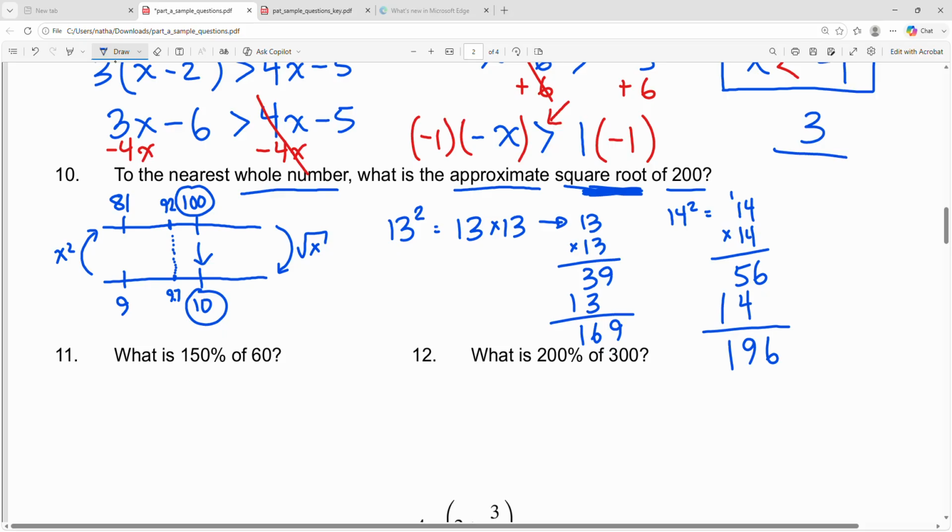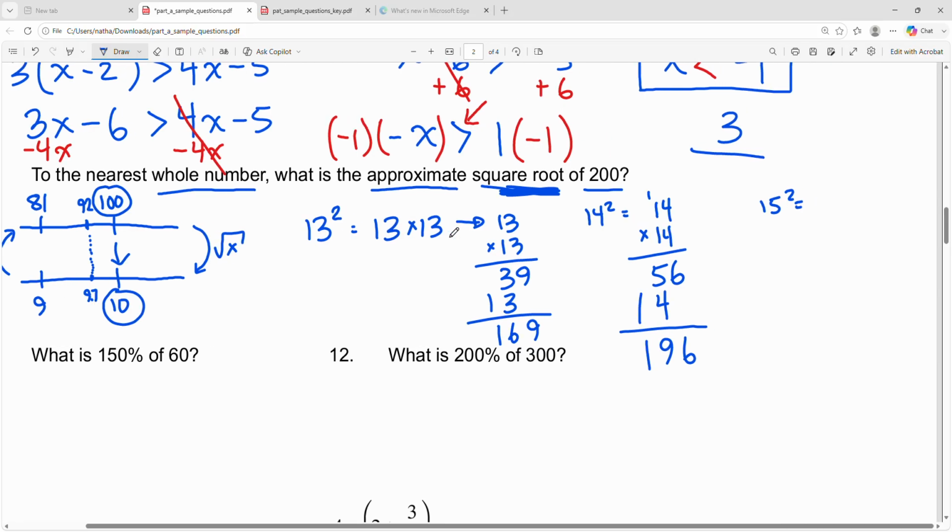But just for fun, let's look at 15 squared. I know it's not going to be close, but let's do it anyway. 15 times 15: 5 times 5 is 25, carry the 2. 5 times 1 is 5, plus 2 is 7. Then 5, 1 times 1 is 1. 7 plus 5 is 12, so we carry the 1. Now we get 225. That's not that far away from 200. It's bigger, but it just has to be closer, so it doesn't matter which side of 200 it's on. 196 is 4 away from 200, while 225 is 25 away from 200.